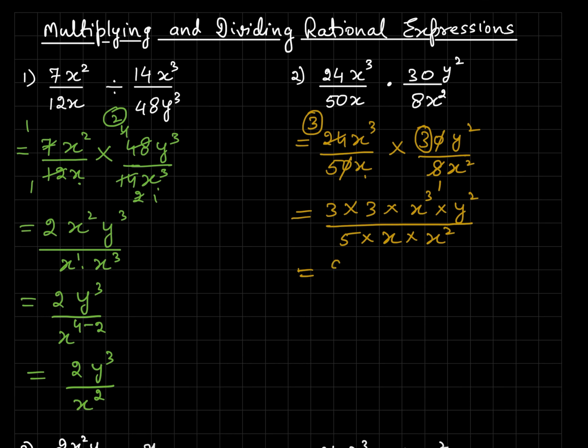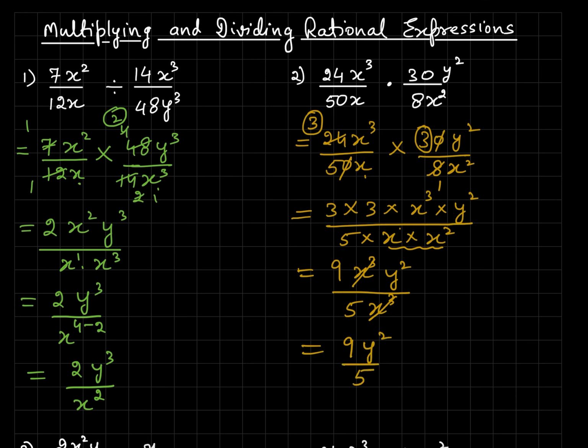3 3s 9 and x raised to 3, and in denominator you see this is x raised to 1 plus 2. So let us write as it is, x raised to 3 and y square as it is over 5 and x raised to 3. So x raised to 3 divided by x raised to 3, so it would be cancelled and we will be left with 9y square over 5.